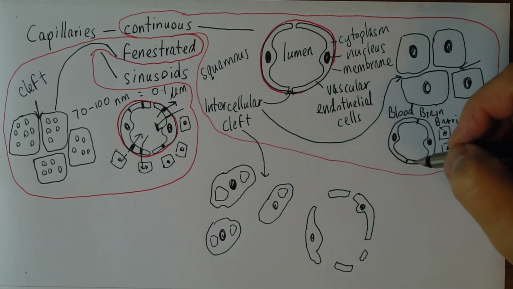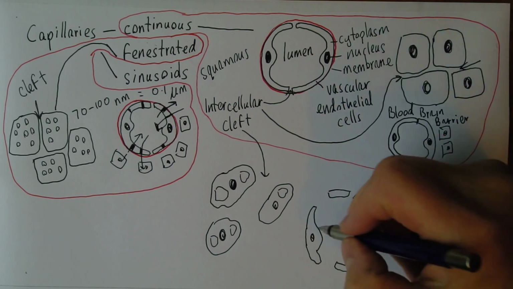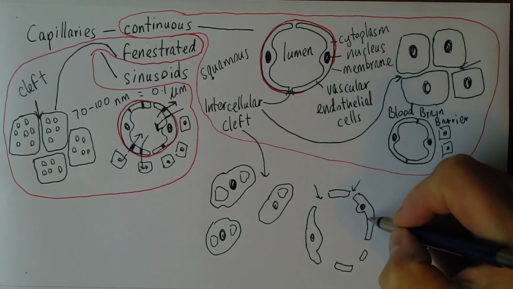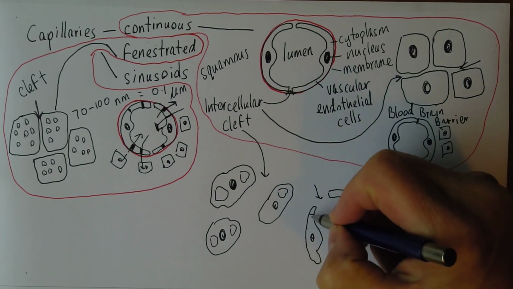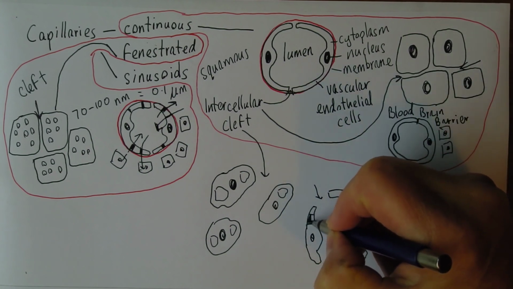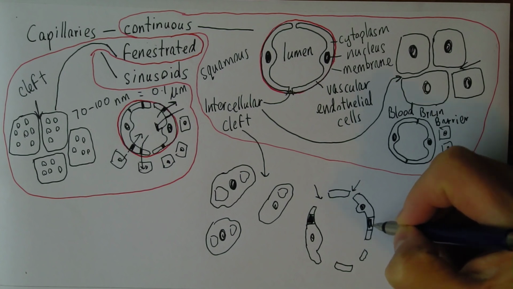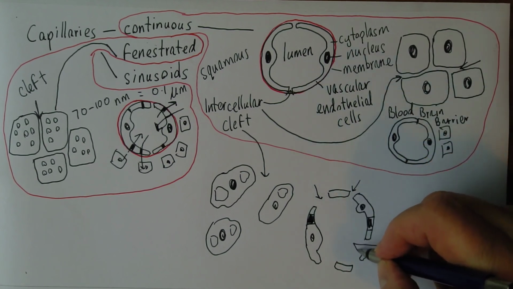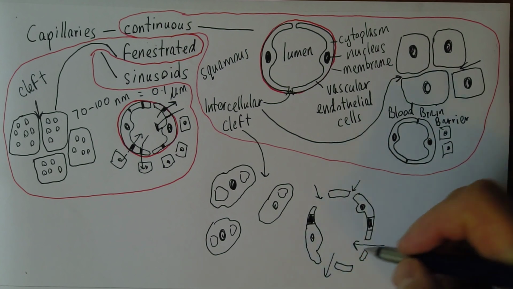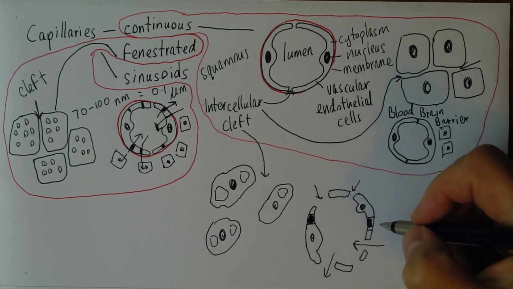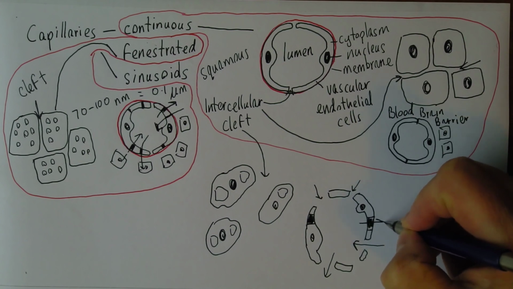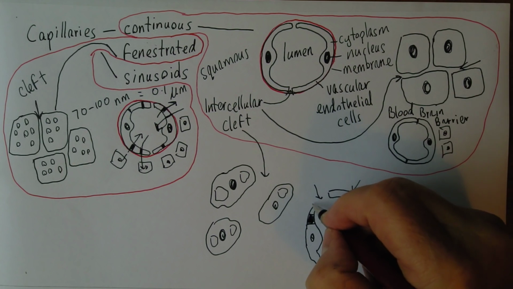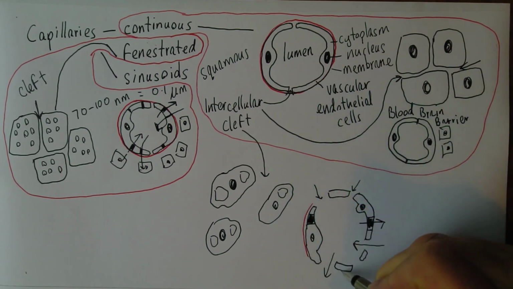Large intercellular clefts here, and as we've said, large sinusoidal fenestrations. So I think you can see here there's a lot of space for material to get into and out of the cell through the large intercellular clefts and also through the very large fenestrations. And the basement membrane in these tends to be incomplete as well.